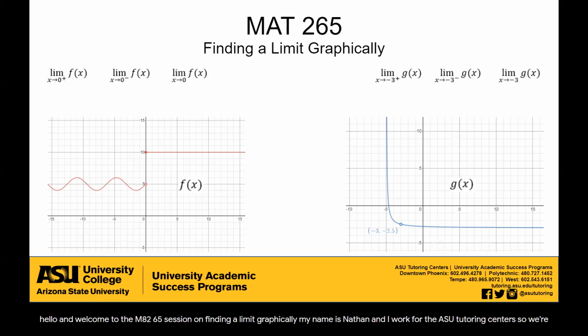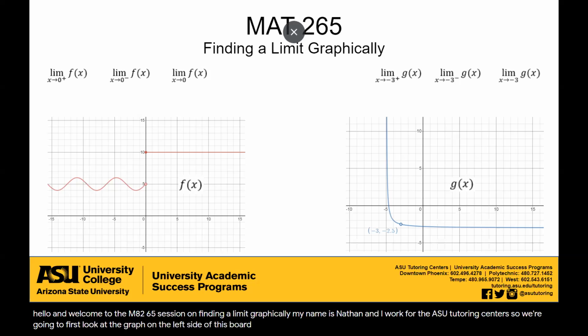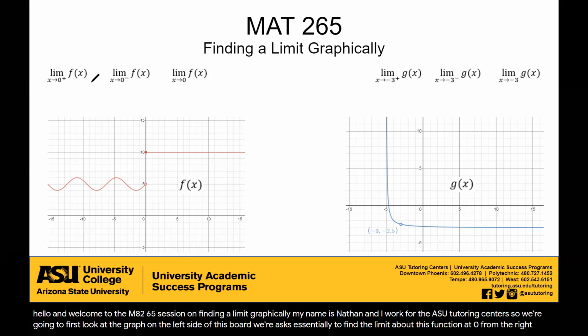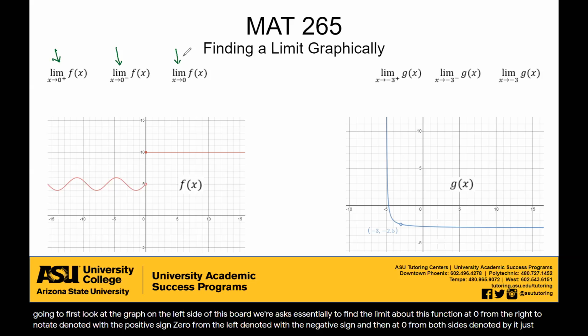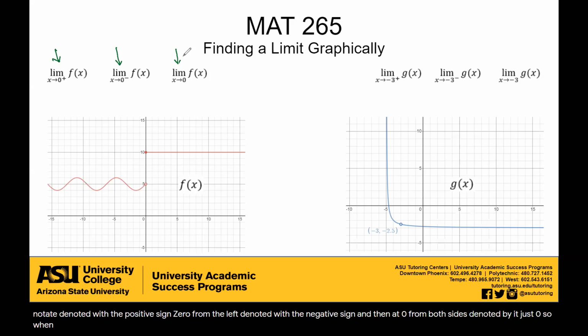So we're going to first look at the graph on the left side of this board. We're asked essentially to find the limit of this function at 0 from the right, denoted with the positive sign, 0 from the left, denoted with the negative sign, and then at 0 from both sides, denoted by just 0. When you're asked to find these limits about left and right sides, you're essentially just finding the y value at that specific x value.